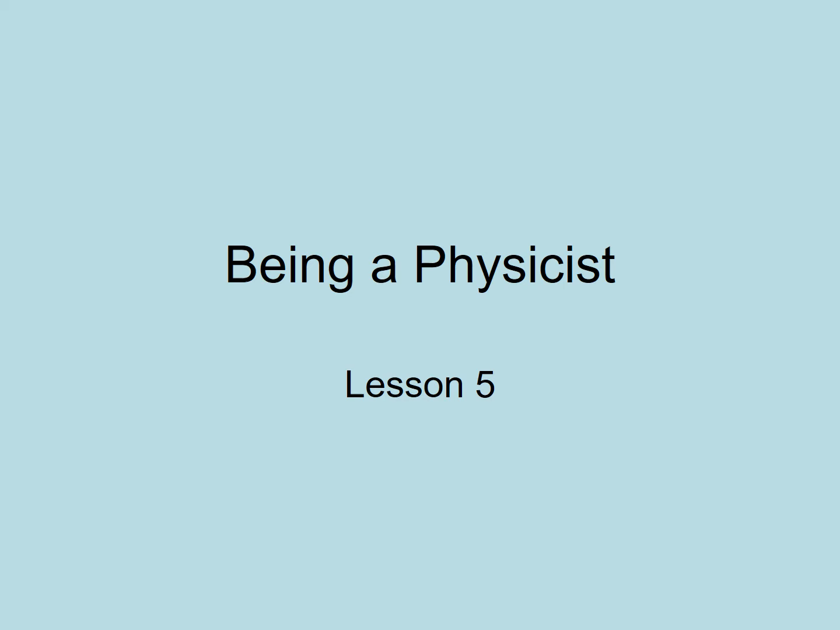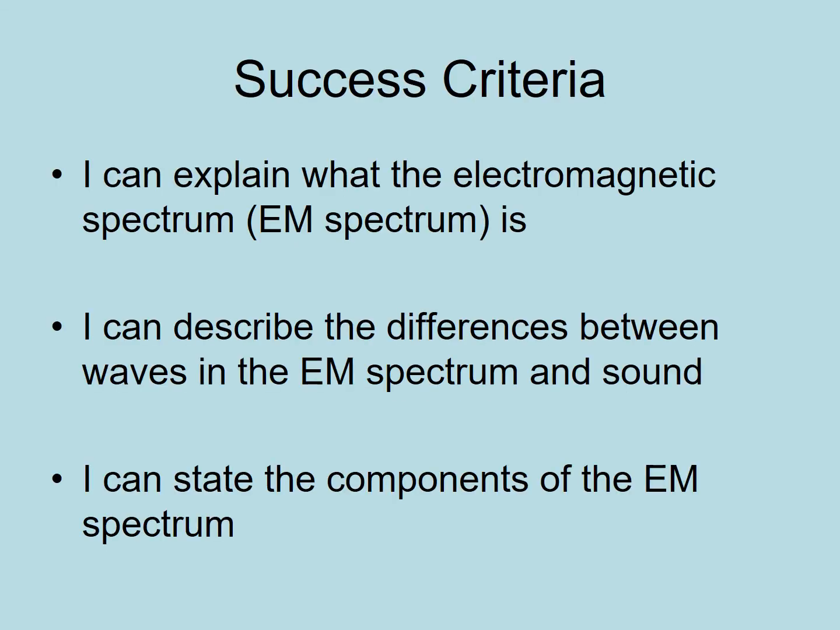So welcome to Being a Physicist Lesson 5. By the end of this lesson we should be able to explain what the electromagnetic spectrum is, describe the differences between waves in the EM spectrum and sound waves, and state the components of the EM spectrum.